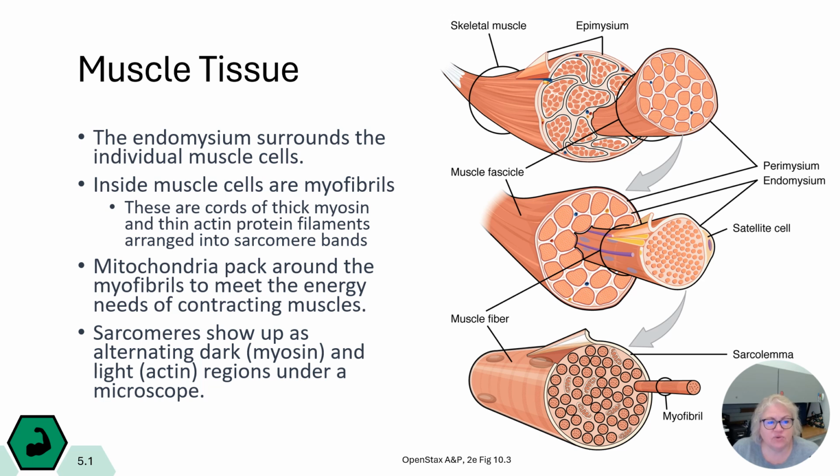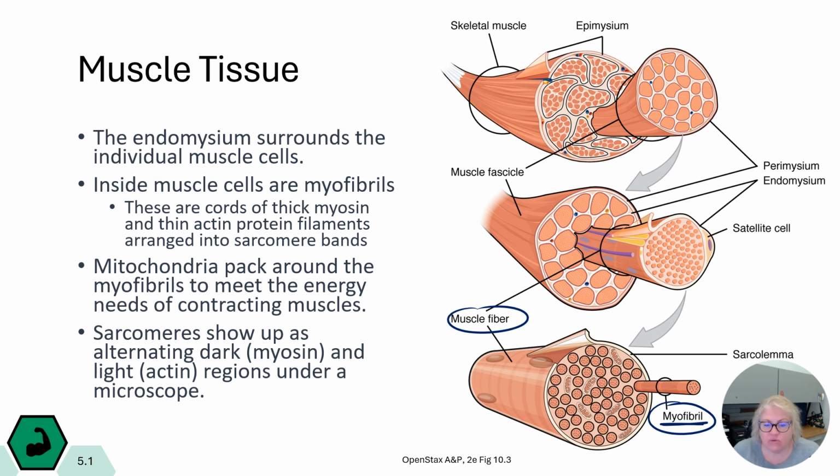So the endomysium surrounds the individual muscle cells. Inside muscle cells are the myofibrils. So those are not cells. This is the cell. The myofibril is a bundle of those actin and myosins. So those are thick cords of myosin and thin actin protein filaments arranged in the sarcomere bands. So that is bulk protein. The protein that you think of as protein in a muscle, that's those myofibrils. That's what's making it up. That's where actin and myosin are.